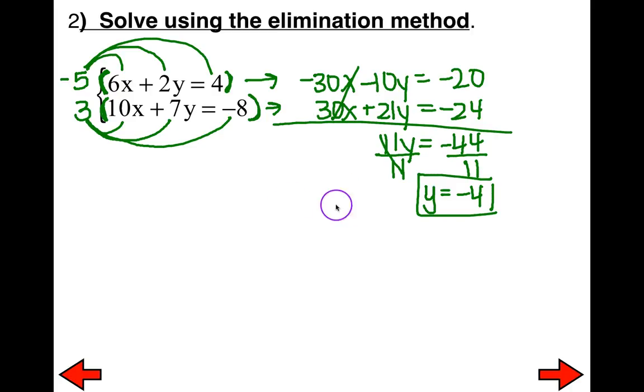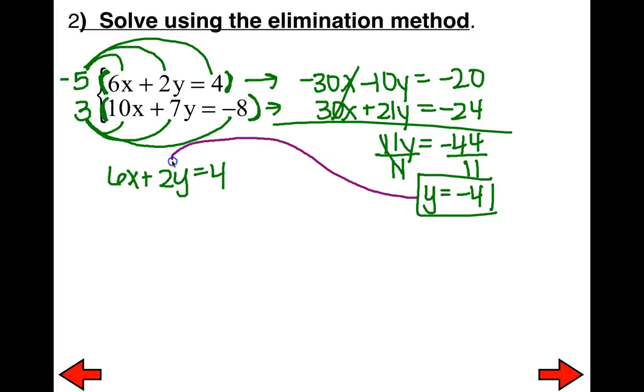Of course, we're not done. We're going to have to plug that into one of the originals. I'm going to choose the first one just because it seems a little bit more simple. 6x plus 2y equals 4. Now I'm going to take this value for y and substitute it in just for y, leaving me with 6x plus 2 times negative 4 equals 4. Now we have 6x minus 8 equals 4.